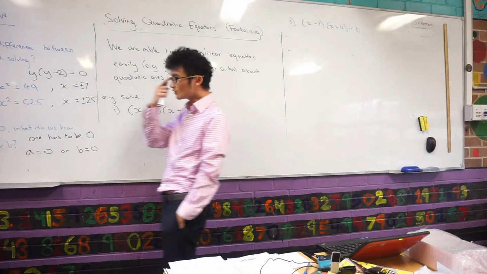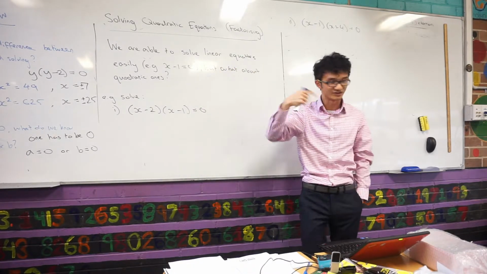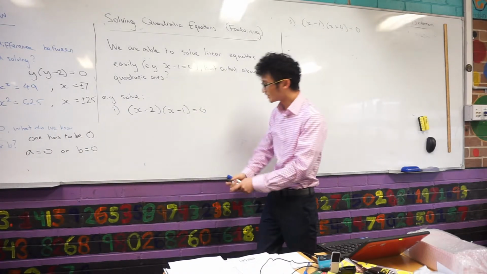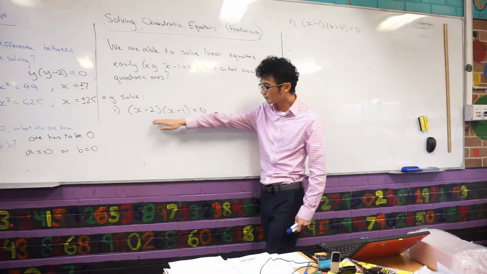We know how to solve these linear ones pretty easily, right? But how do I go about solving these quadratic ones? I actually want to combine a whole heap of this knowledge here. Let's look at this expression here. We've got it in the factorised form. But look very carefully at this expression.